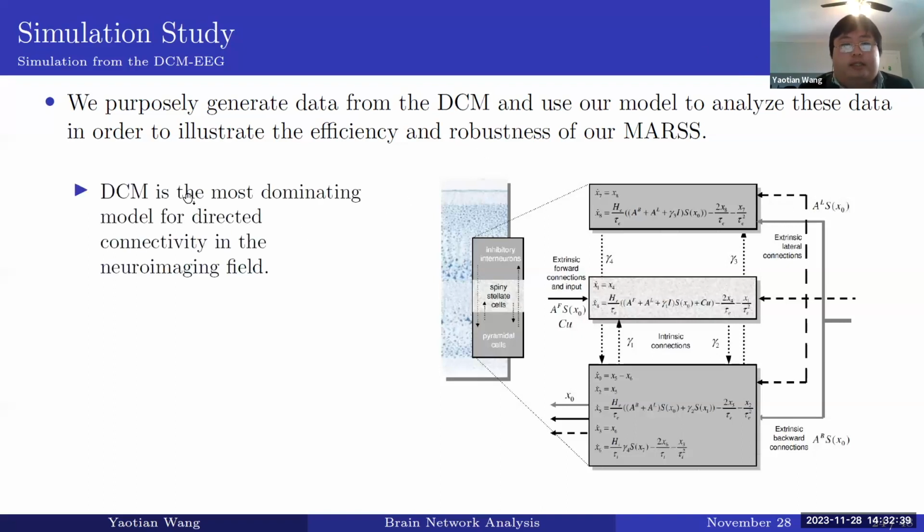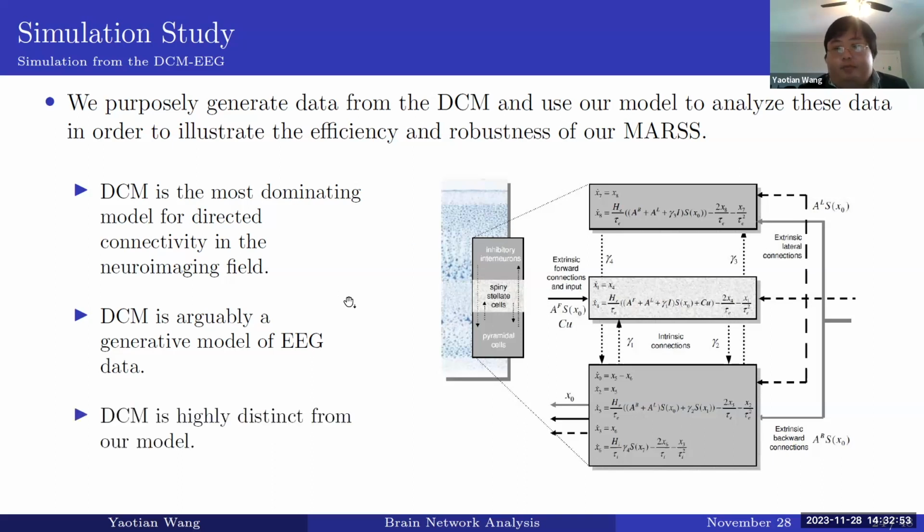First, DCM is the most dominant model for direct connectivity in the neuroimaging field. Second, DCM is arguably a generative model of EEG data. And third, DCM is highly distinct from our model, as we can see here. So we want to show that even if the underlying model is highly distinct from our model, our model is still efficient.